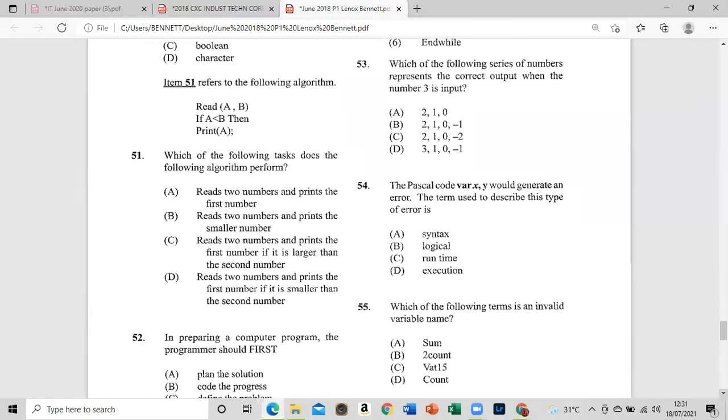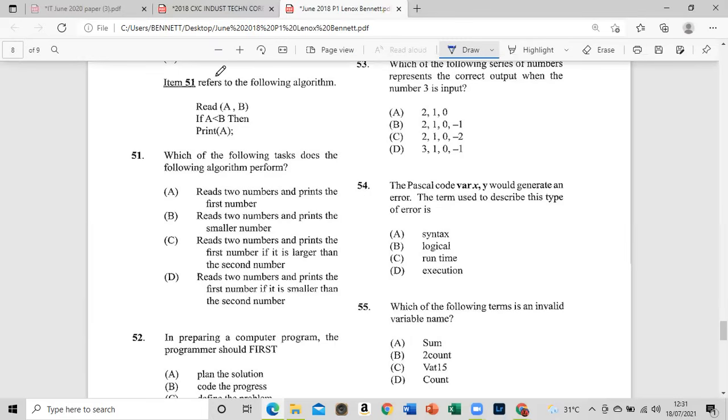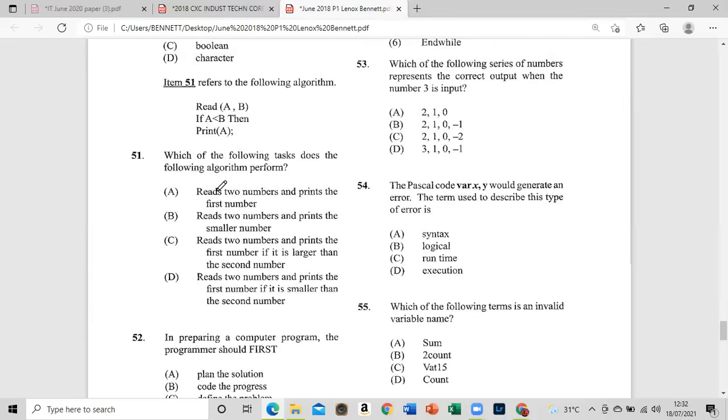51 says, which of the following tasks does the following algorithm perform? Is it A? Well, see at the top here, guys. Read A, B. If A is less than B, then print A. Alright? So you will tell them basically what goes on up here.